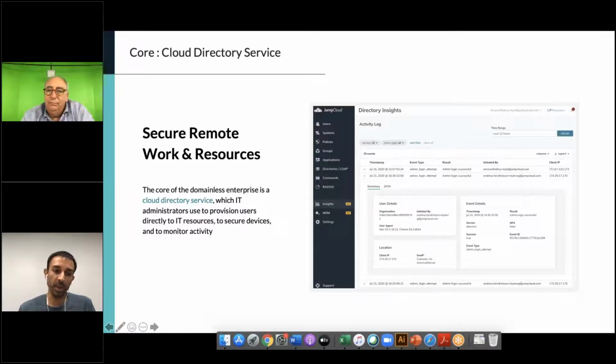And then ultimately, we also think that the management overhead of this should not be high. Ideally, it's a single pane of glass. Ideally, all these things come together so that an IT organization can easily instrument and manage and control their infrastructure. So those are some core concepts of what domainless enterprise means. And for us, a cloud directory service is at the center of virtually all of that.